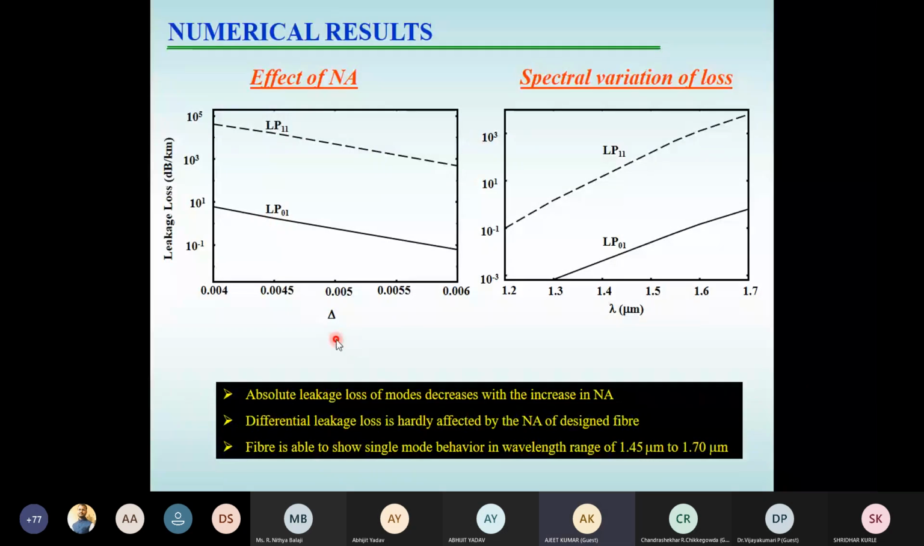Next, we have seen the spectral variation of this design, and this design is also giving you single mode operation in the range of 1.45 to 1.7 micrometer. I have just shown how to choose the operating range in the last few slides before. Again, you see the fundamental mode, which is well confined inside the core. This is the contour plot of the same.